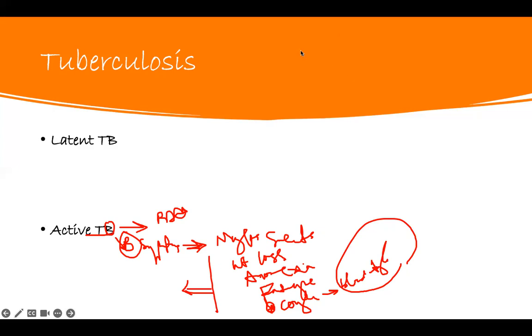How do we diagnose active TB? Well, they need a sputum test. You have to cough it out, okay? And they have to test it, and they have to do a culture and a smear of the sputum. Usually, they look for a positive acid fast test. So acid fast, AF, or I'll write everything, acid fast test. And that will show that you have active TB, okay?